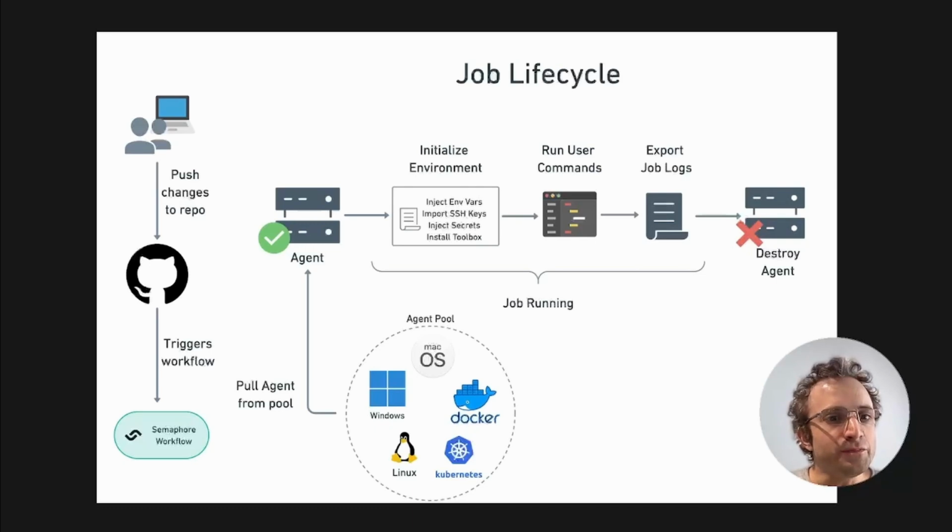Whenever someone pushes a change or makes a pull request or pushes a tag into the repository, Semaphore will detect that change, plug into that workflow, create an agent using any of the available machines that you want to use, and then it will run the commands, set up the environment, and export the logs. Once the job ends, the agent that ran the job is destroyed and recycled, so a new agent can be started for a new process.